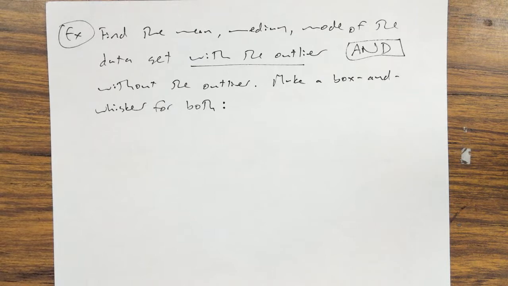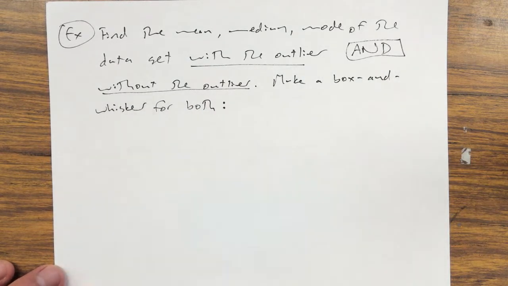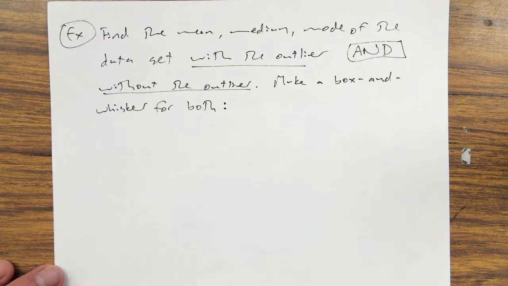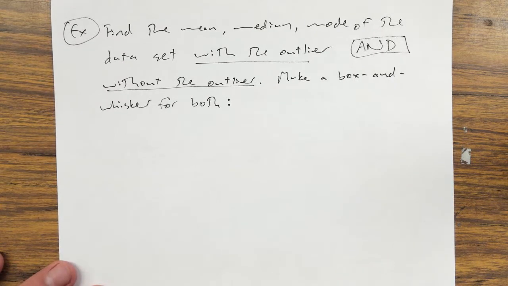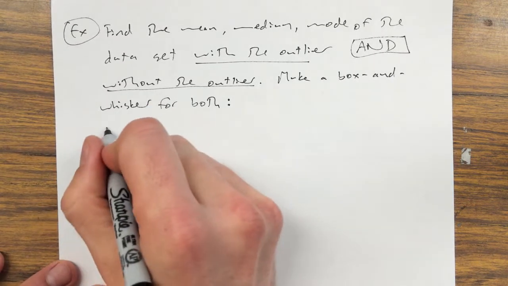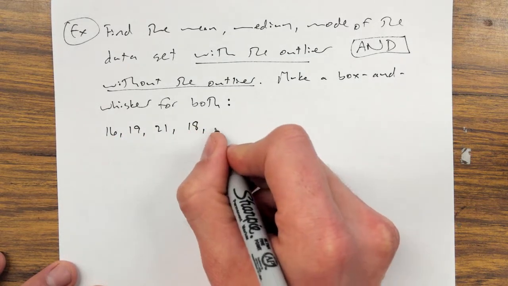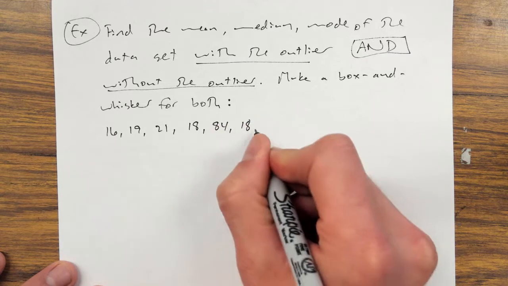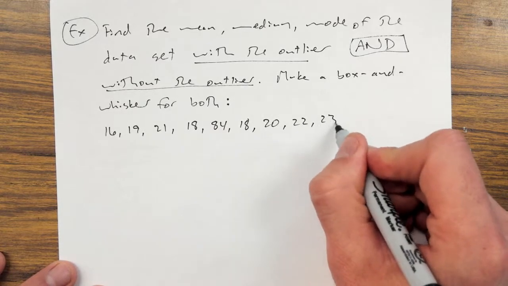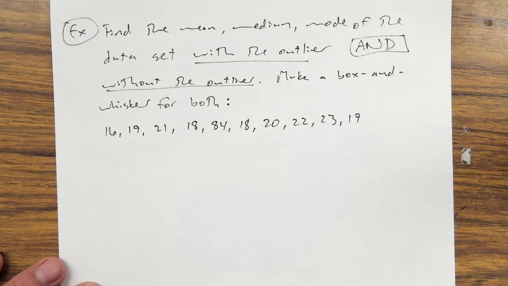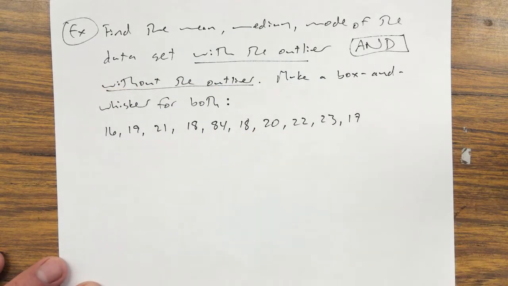So this is, in a sense, two problems in one. We have to do one problem with the outlier and one problem without the outlier. And you're going to get a bunch of numbers out of order. They always put them out of order just to make sure you can do step one. So 16, 19, 21, 18, 84, 18, 20, 22, 23, and 17. And these numbers are referencing ages of people in a random group.